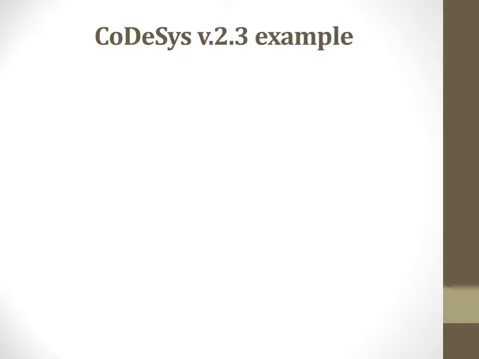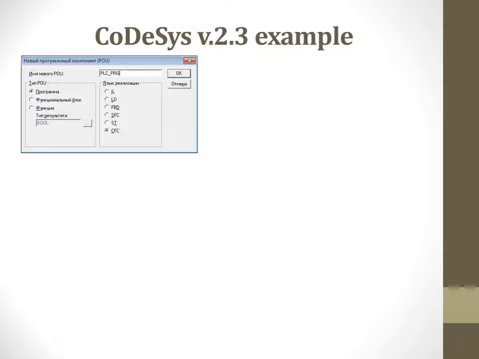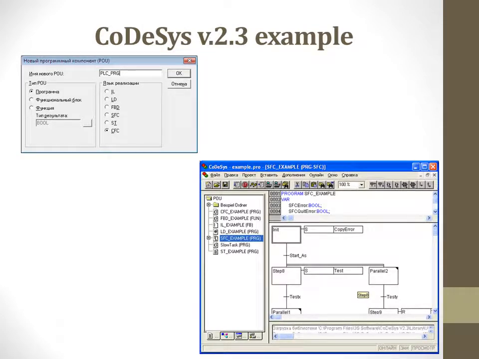Next we can see the process of creating a program unit in the SFC language. To do this, we need to select the appropriate language in the dialog box. Yes, we are selecting the SFC language. In the window that opens, you can see a toolbar that allows you to write a program in the SFC language. It's the common view of the program.